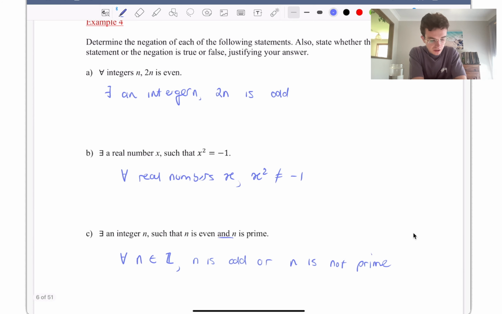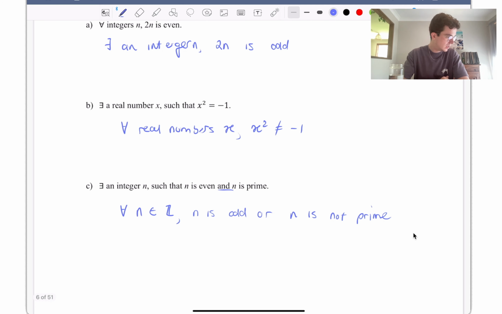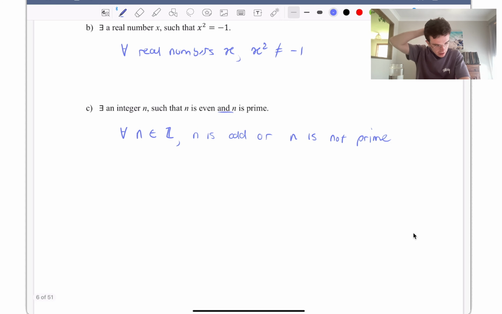So the original statement is true because any number multiplied by 2 is even. And the negation is false because there does not exist any integer such that 2n is odd. Part B, there exists a real number x such that x squared is equal to minus 1. That is false, but the negation is true. For all real numbers x, x squared cannot equal minus 1. That's a true statement.